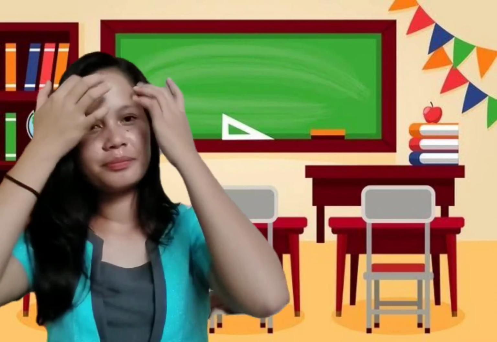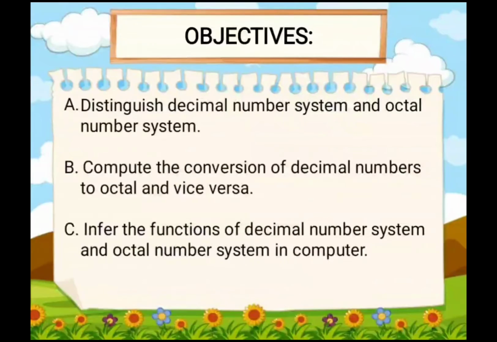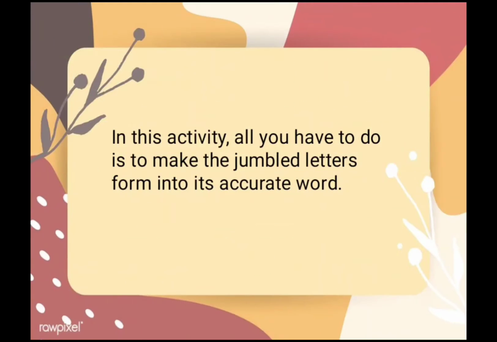Very good. So before anything else, let me give you an activity. Your activity will be, you have to arrange jumbled letters and form it into its accurate word or words. You have to arrange it in order to form the exact word or words. So are you now ready, class? Very good. So let's start guessing.